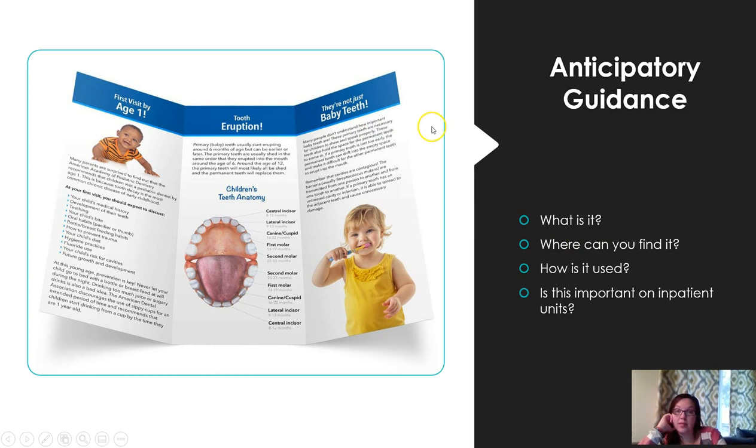And here's one about teeth. So literally educating families about which teeth are coming in, when to expect them to come in, what to do with them, when you should go to the dentist by. All of this is information that families need, okay?